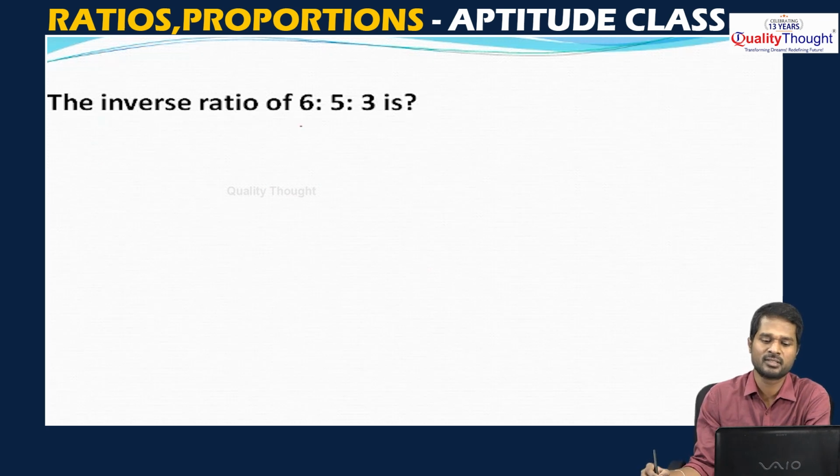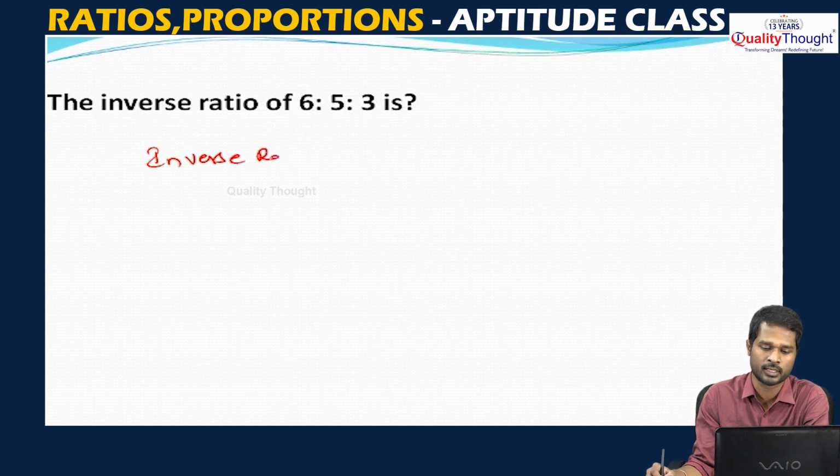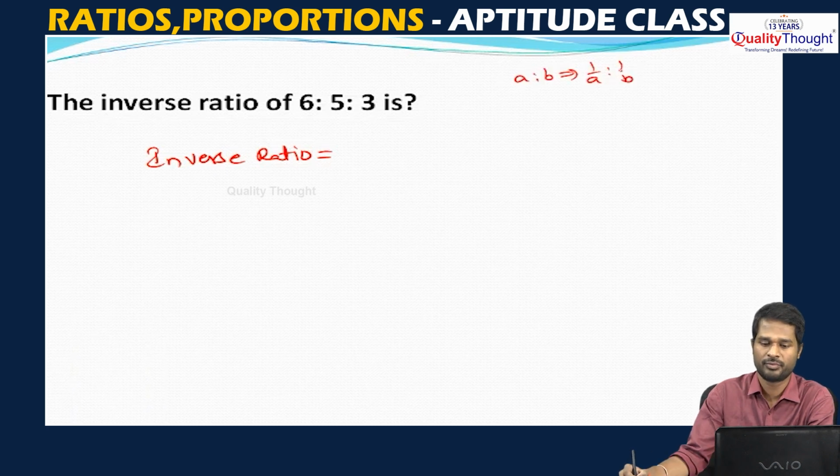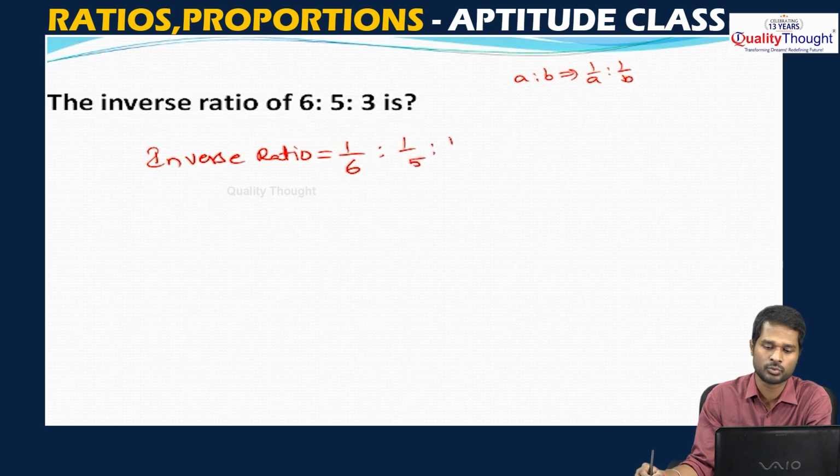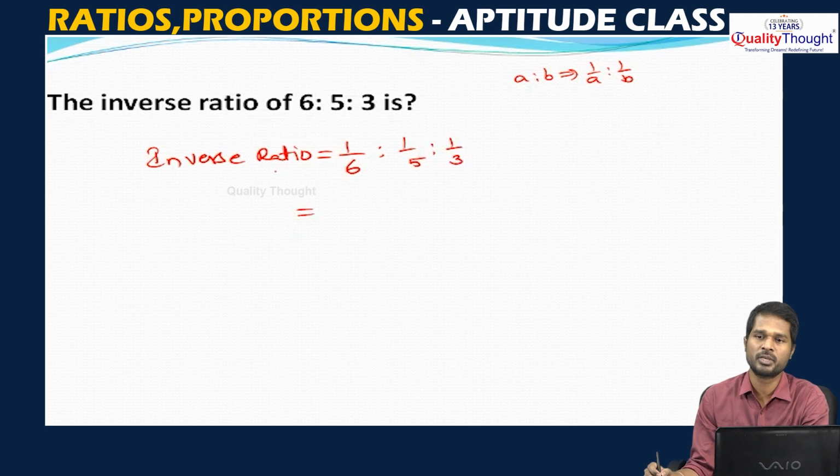The question says, the inverse ratio of 6 is to 5 is to 3. So inverse ratio is written as, we have written this in the notes, so if A is to B is the ratio, the inverse ratio is 1 by A is to 1 by B. So here the inverse ratio will become 1 by 6 is to 1 by 5 is to 1 by 3. This is a process of taking LCM. So inverse ratio means writing the thing in the numerator denominator form. So 6 will become 1 by 6, 5 will become 1 by 5, 3 will become 1 by 3.